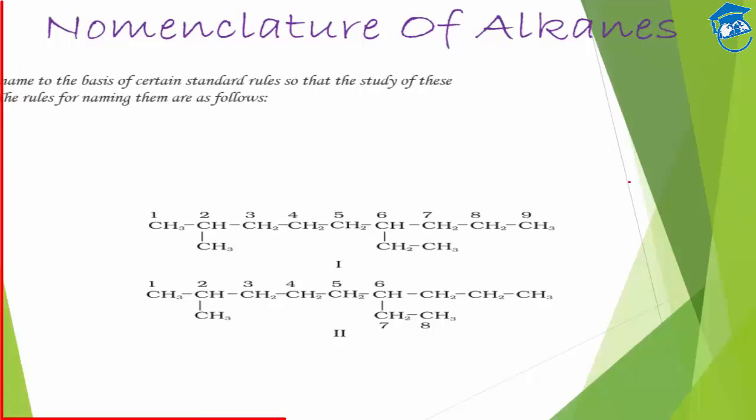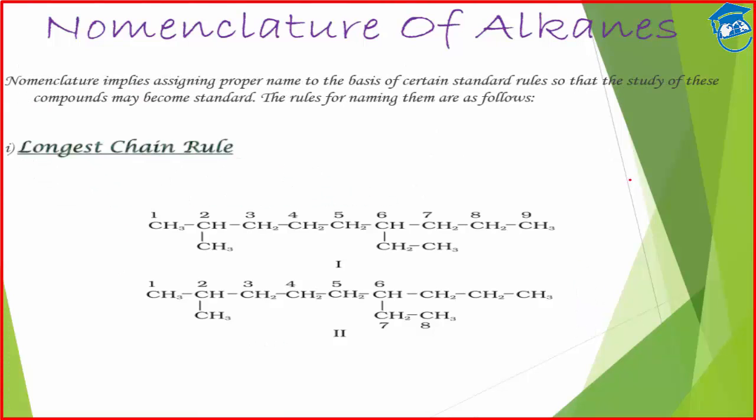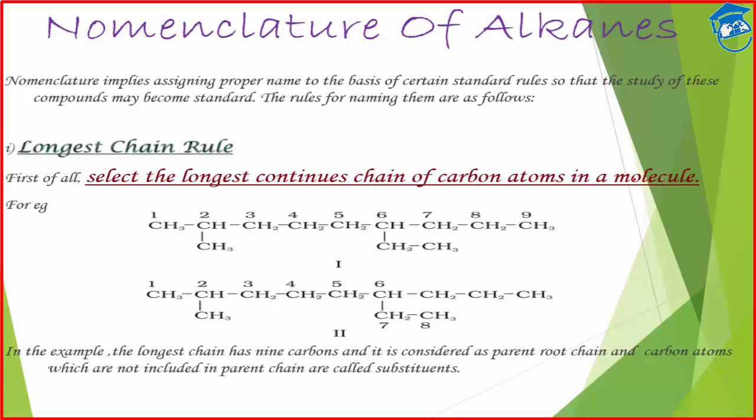So let's start with the nomenclature of alkanes. We have studied nomenclature in great detail in the previous chapter, and you can refer to those videos. We'll just do the basic stuff over here as a kind of revision. First, there are certain rules which should be followed before naming. The first rule is selecting the longest carbon chain. It's pretty simple: you have to select the longest carbon chain, which will become the word root.